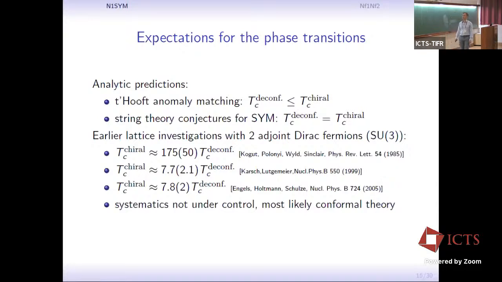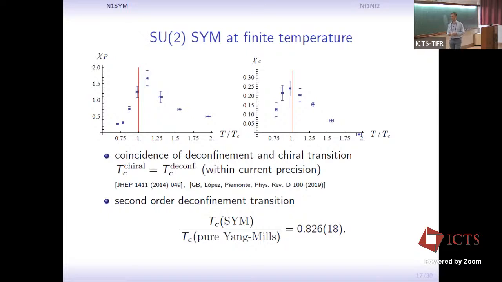In different lattice investigations with another fermion content than the one we are considering here, there have been some findings. First of all, there are theoretical bounds from 't Hooft anomaly matching that the chiral transition temperature should be above the deconfinement transition. What has been found in some lattice investigations of other theories, which also consider adjoint fermions, is that there is a rather large difference expected between the chiral and deconfinement transition. But in these investigations, the systematics is probably not really under control. What we have found is that within our precision, these two transitions coincide.